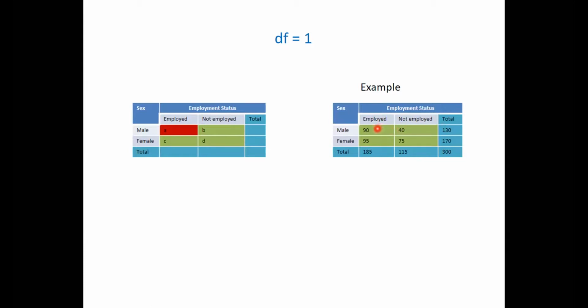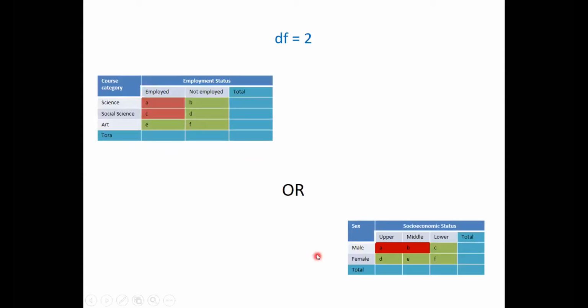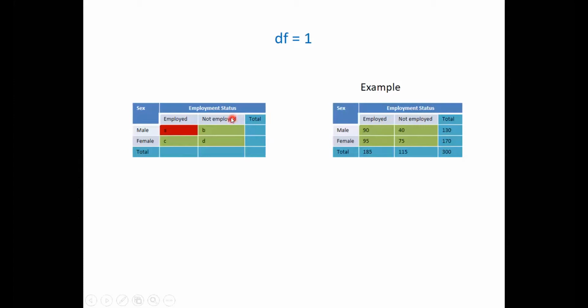So it's only one cell they need to tell you, because that's the one they can change the value of, and the others are fixed. They cannot tell you 90 and then give you another arbitrary figure, say 50, because if you add 90 to 50, it's more than 130. So only one cell can be freely chosen. For 1 degree of freedom, it's just one situation, a 2 by 2 table. That is simple.